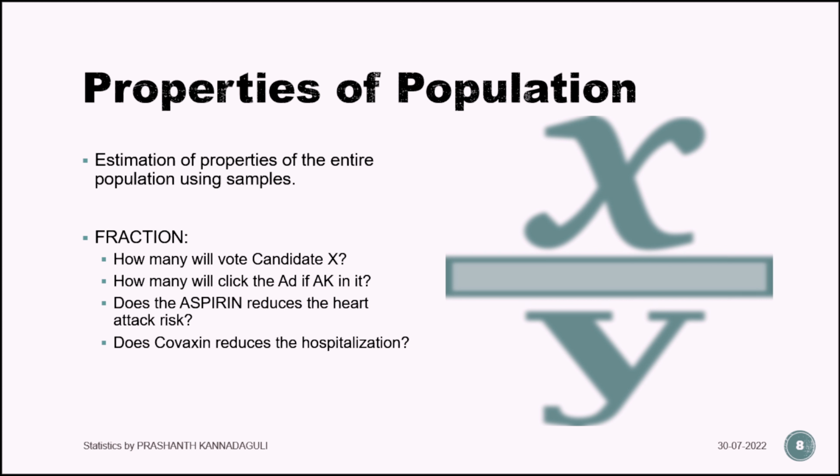Looking at the answers, everybody says, okay, I voted A, I voted B, I voted A, I voted B. Using that, we try to guess the population's properties. What do you get? The first property is called a fraction. What is the fraction of something? You see the example: how many votes does candidate X get? It's a portion, a fraction. 10%, 20%, 50%, etc.